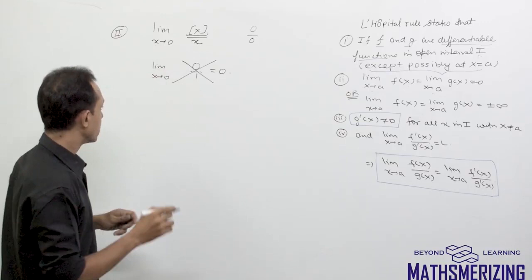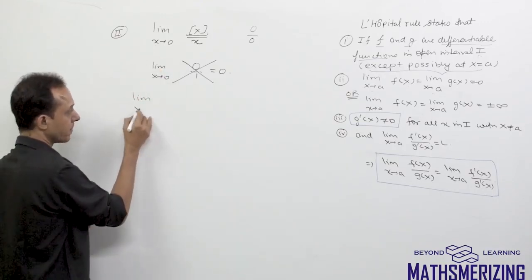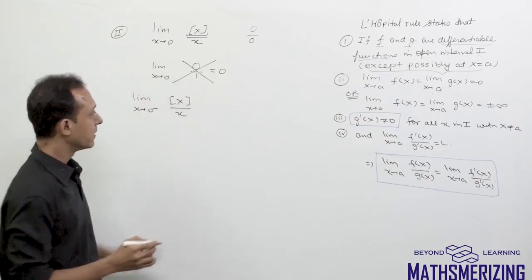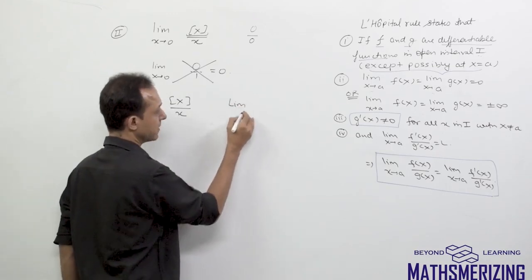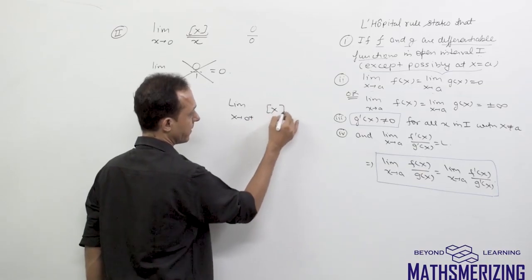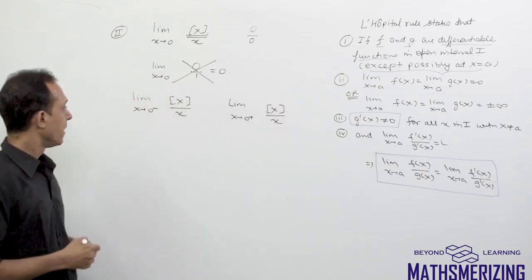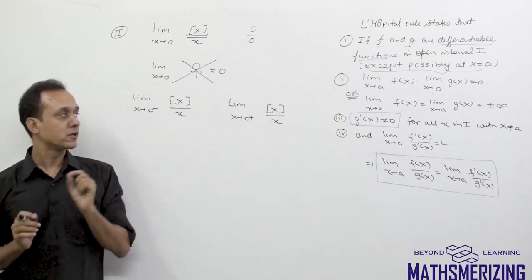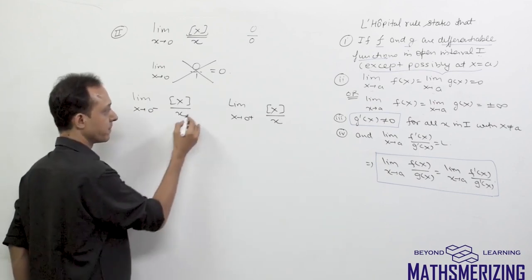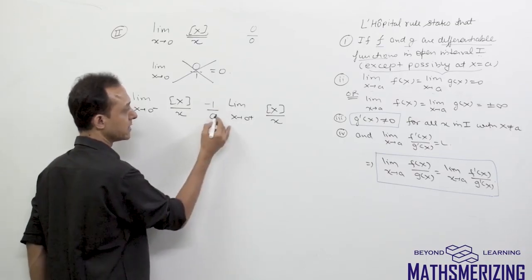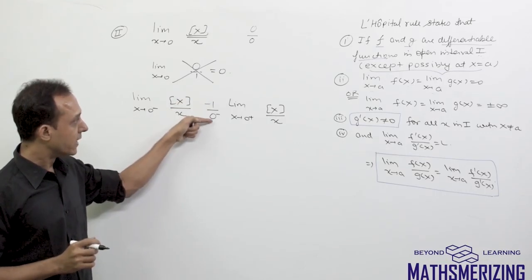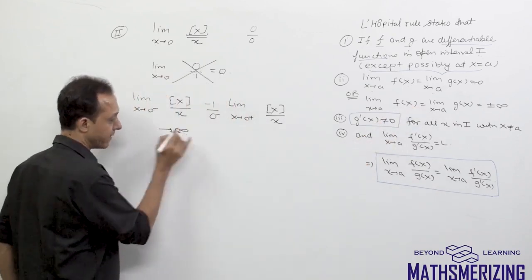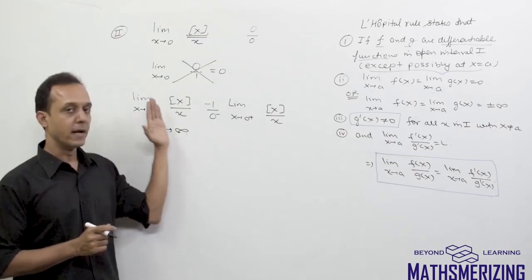So what I can actually do is write this limit as limit x tends to 0 negative of the greatest integer function of x upon x, which is its left hand limit, and I can write its right hand limit, which is limit x tends to 0 positive of the greatest integer function of x upon x. Now when x tends to 0 negative, what is the greatest integer function of 0 negative? It is minus 1, and here this value will be simply 0 negative. So minus 1 upon 0 negative is neither 0 upon 0 form nor infinity upon infinity form. This value is actually infinite. So for this left hand limit, I cannot apply L'Hopital's rule.